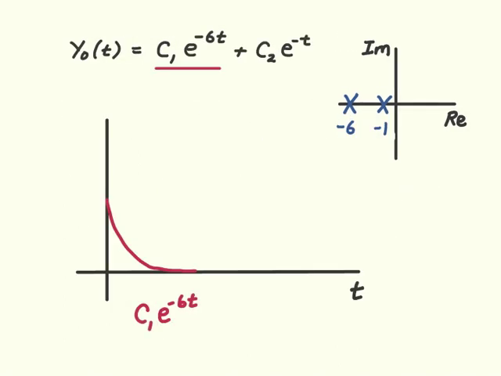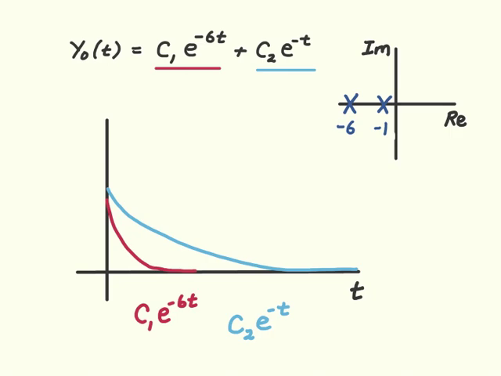Let's consider the two terms that make up this response. The first term is c1 e to the -6t, which I plot here. Let's now plot the other term, c2 e to the -t. Here it's shown in blue. You'll note that this second term decays much more slowly than the first one because it's e to the -t rather than e to the -6t.